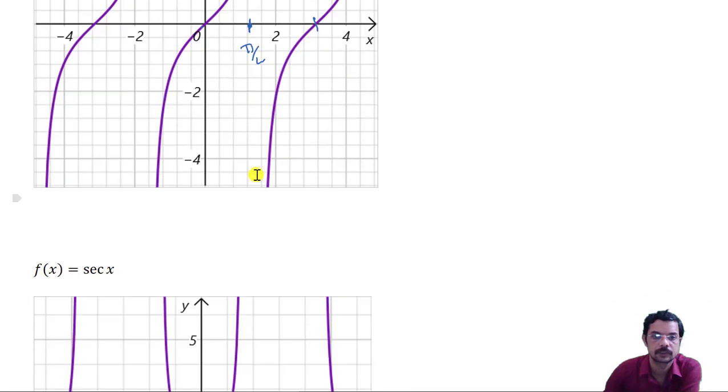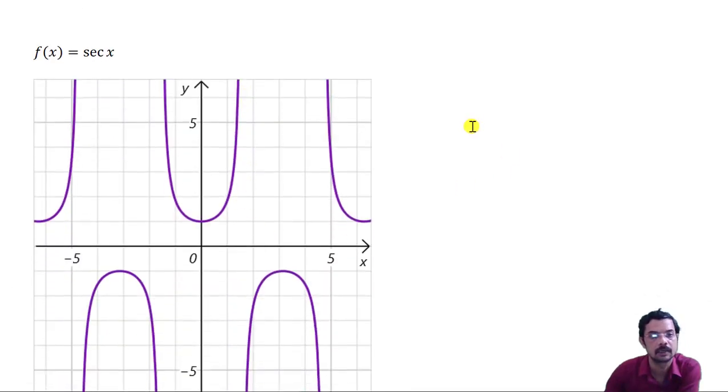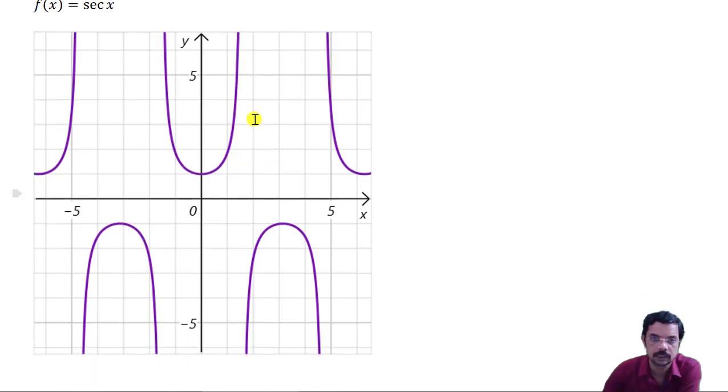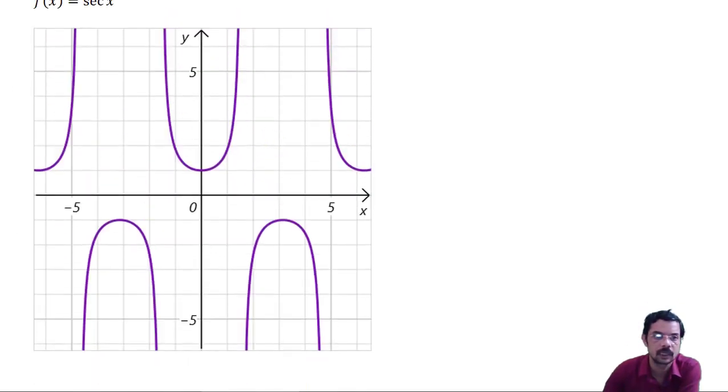Next function is sec x. Again, here also you cannot draw these graphs using a pen without lifting the pen. So such graphs are discontinuous graphs.